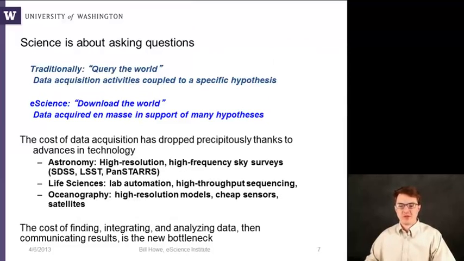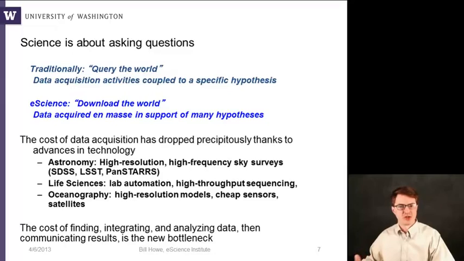So the idea of the fourth paradigm, there's a book in the reading list that you can refer to here, and there are some other articles in the reading list that you can also refer to. The story's been told lots of ways. The way I like to talk about this story is that science has always been about asking questions, but conventionally it was really about querying the world, right? You would have data acquisition activities, experiments or field studies, that were coupled to very specific hypotheses, right? You had the question in mind first and you went out and collected data.